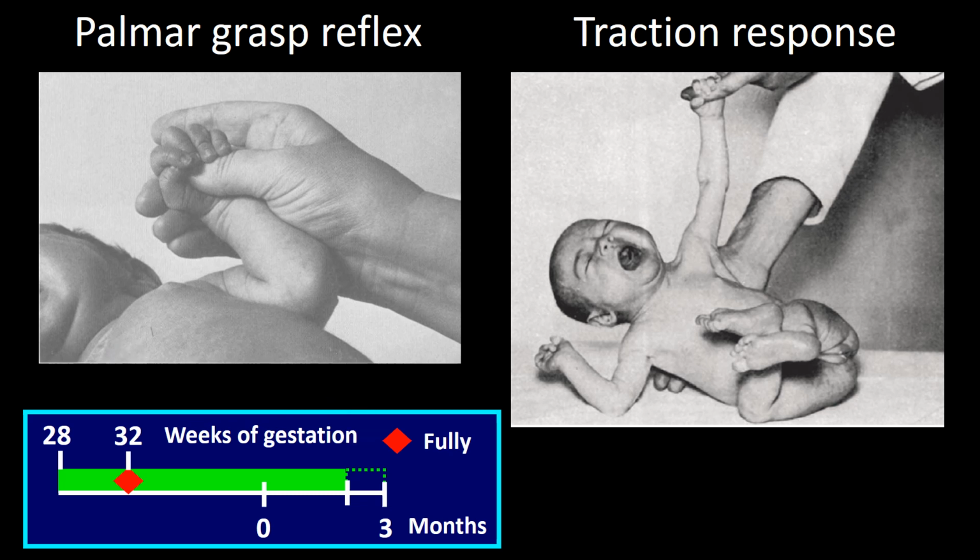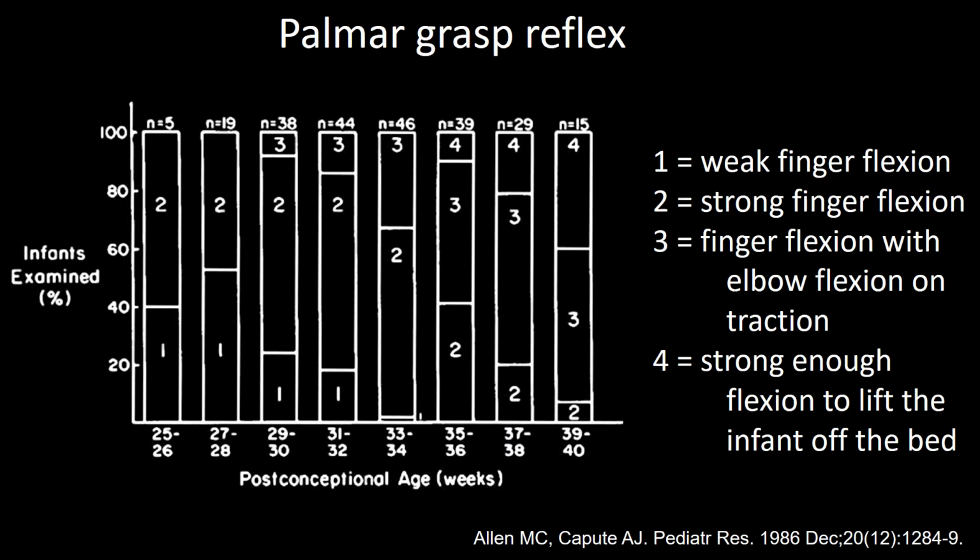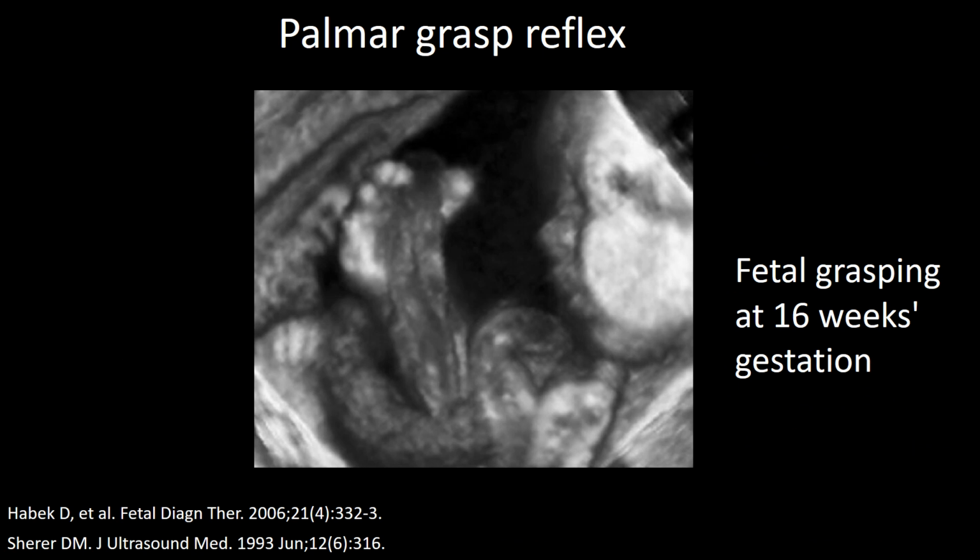Other authors describe this reflex as being present as early as 25 to 26 weeks post-conceptual age, at the time limited to finger flexion, and by 29 to 30 weeks elbow flexion is first noted. Yet other authors reported it being present even earlier. This intrauterine ultrasound was done at 16 weeks. In it, you can see the cord and the hand grasping it.